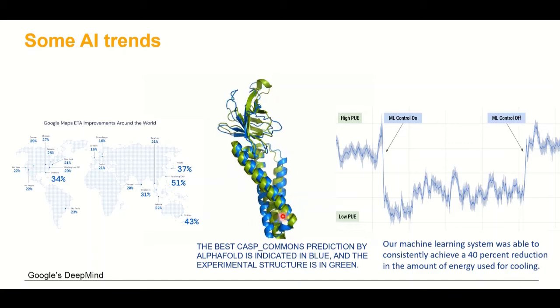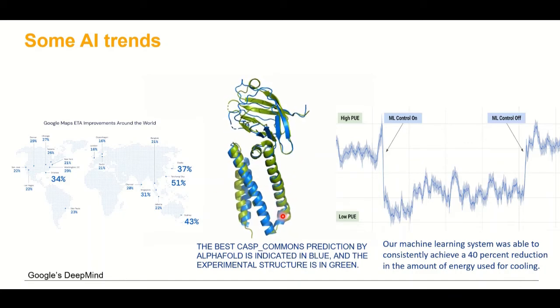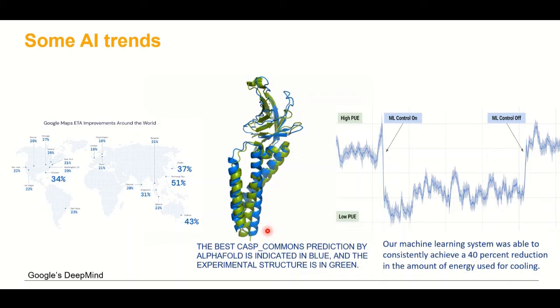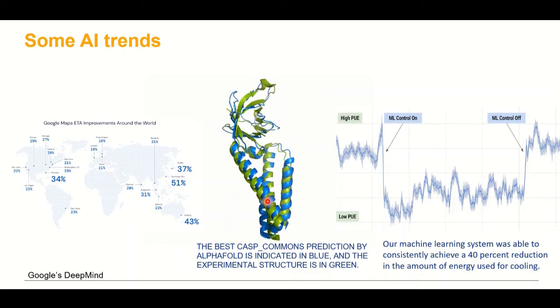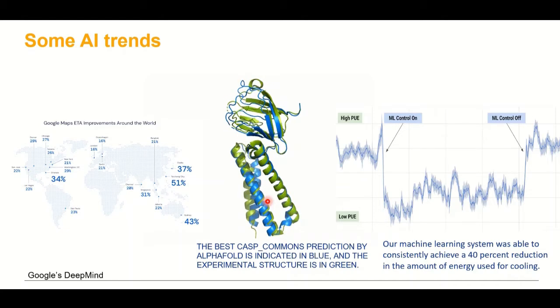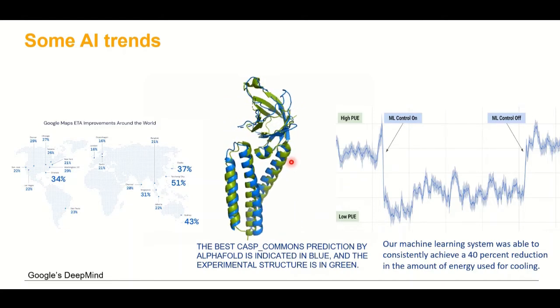And this is another example of an AI algorithm where they're able to even predict the protein structure. This all started long back, but it's helping in the COVID research. The blue one is the predicted structure and the green one is the original structure.